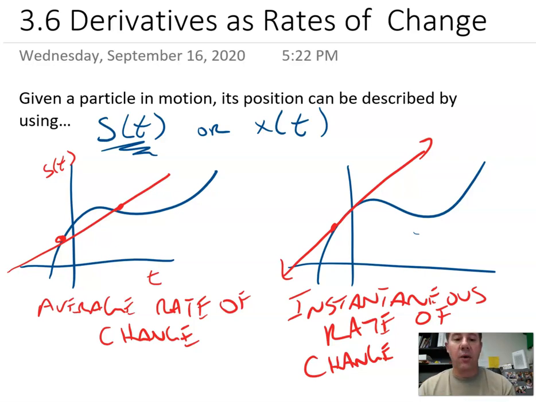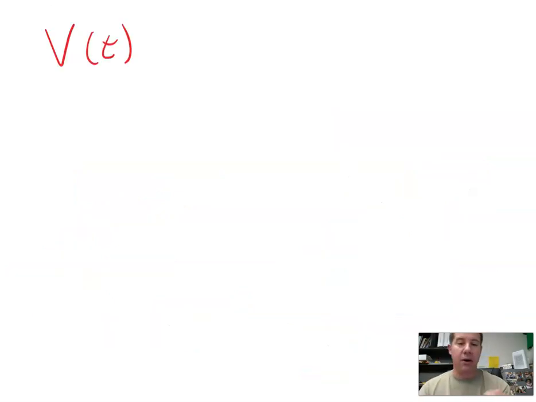Okay, so with that being said, the velocity of a particle in motion is equal to the derivative of its position. Because the derivative is equal to the instantaneous rate of change, or the slope of the tangent line, or the velocity. The reason I keep saying these terms is you want them synonymous in your head. The derivative, instantaneous rate of change, velocity in this case, those all are talking about the same thing.